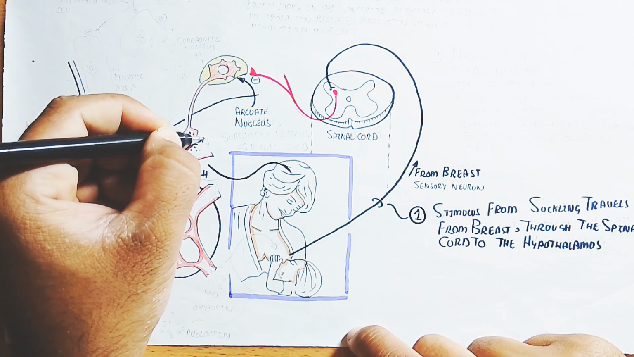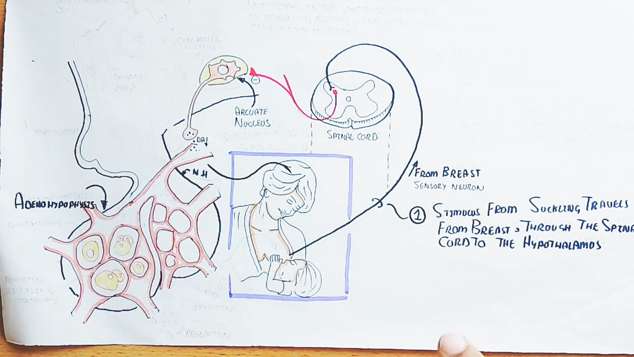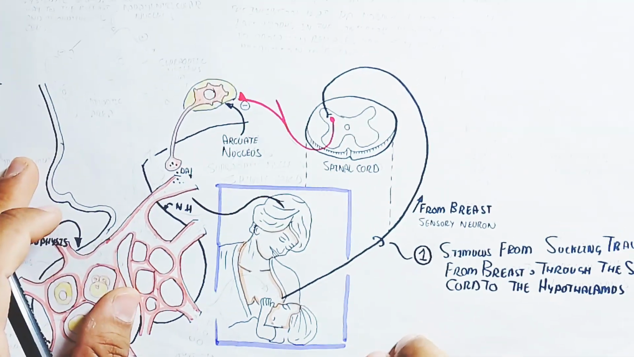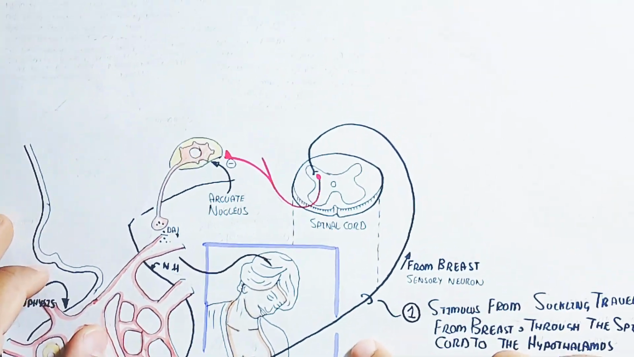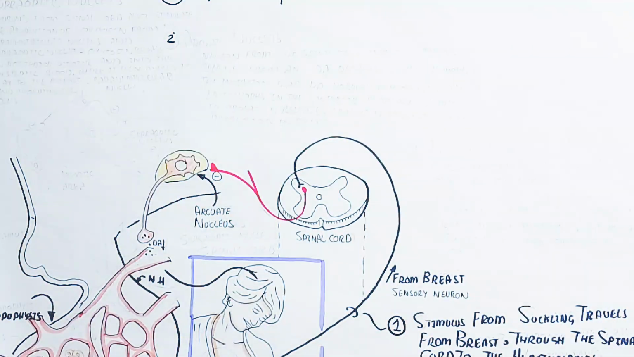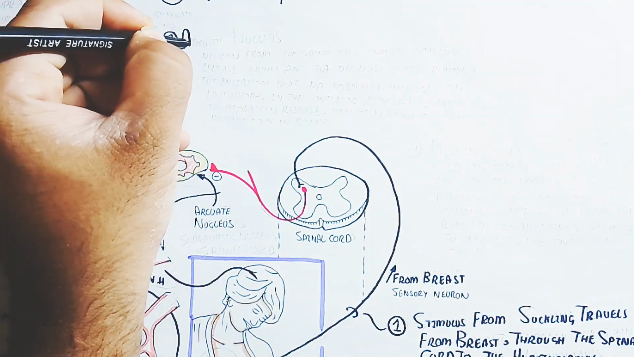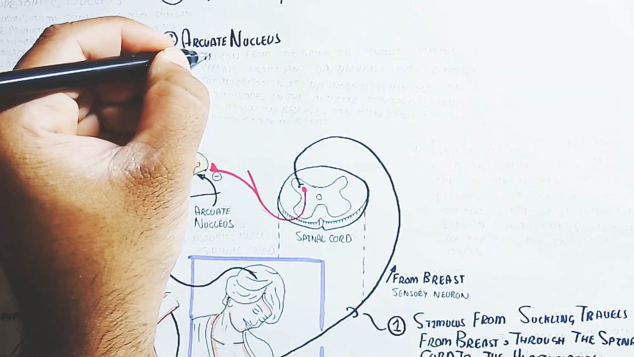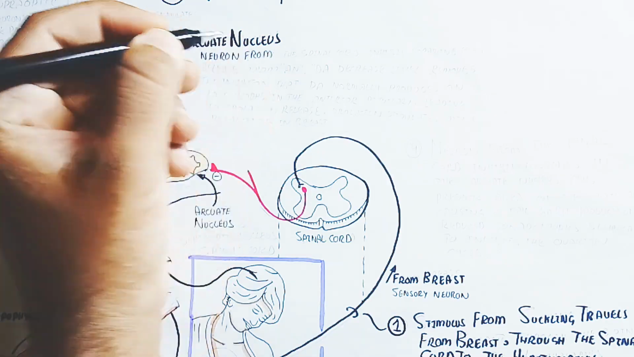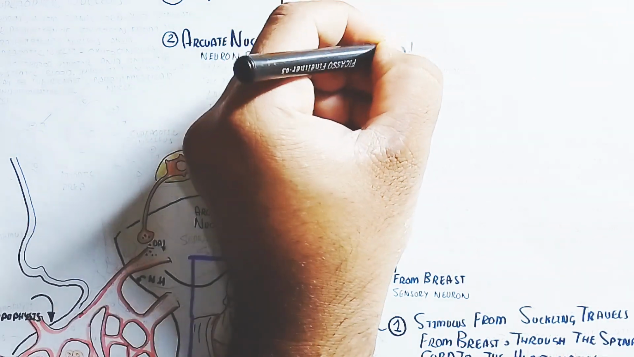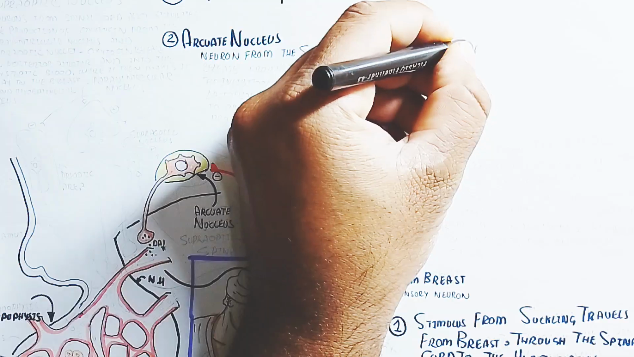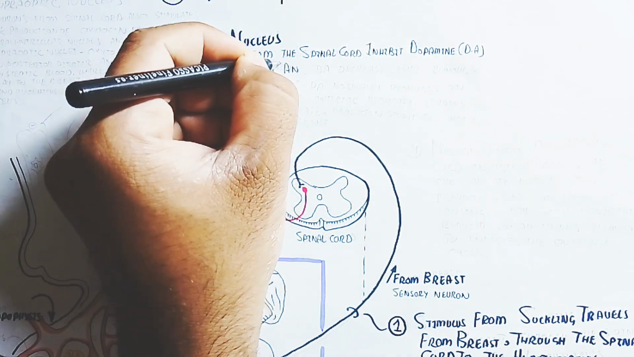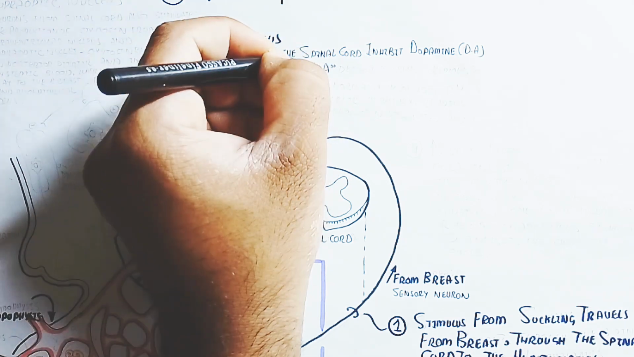This is the inhibitory behavior of the secondary neuron, basically the responsive neuron. On the other hand, number two is the arcuate nucleus. So this arcuate nucleus receives neurons from the spinal cord to inhibit dopamine. The arcuate nucleus will inhibit as a negative feedback, and the dopamine will decrease.